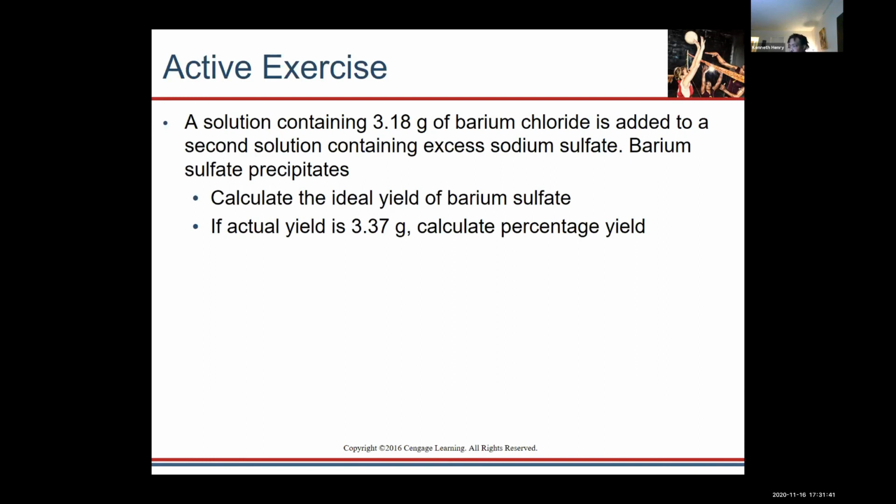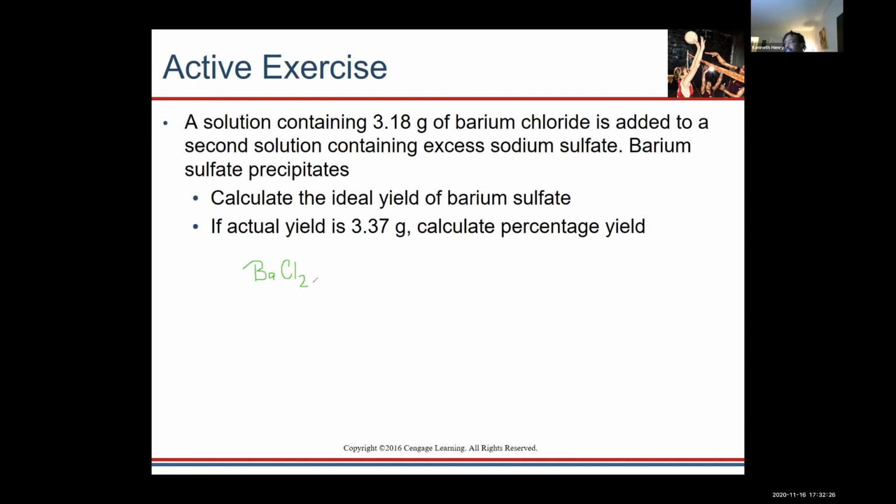Take our given? Well, we can take our given, but it isn't going to do us any good unless we do something else first. You want to do the equation and balance the equation. So we want a chemical equation and we want it to be balanced. Okay, so what are my reactants? Barium chloride and sodium sulfate. What is the chemical formula for barium chloride? BaCl2.